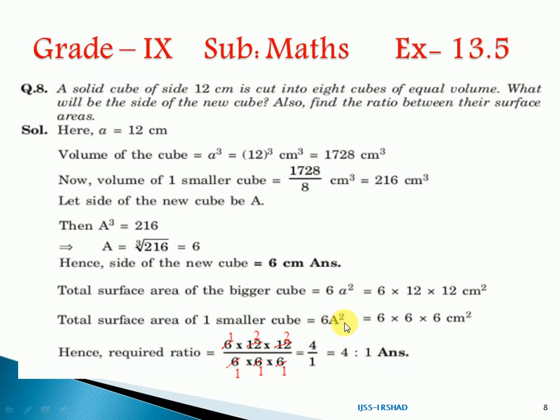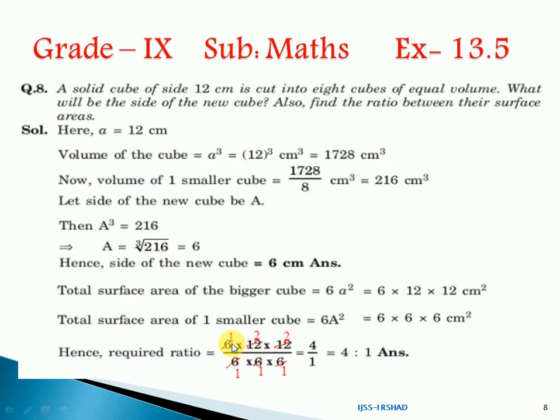And capital A's value is 6. We got it here from the cube root. So 6 into 6 into 6. Hence the required ratio of their surface area is equals to, on top I will write the surface area of the big cube, that is 6 into 12 into 12, from here you can see. And in the denominator the second one, this 6 into 6 into 6, then you can cut it.